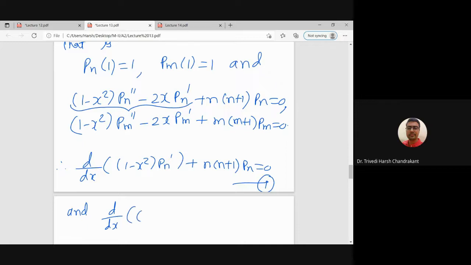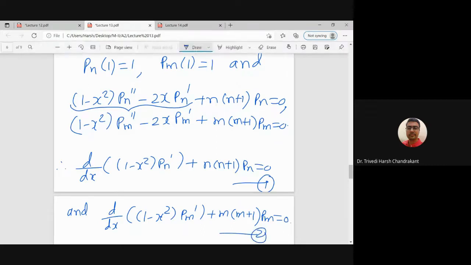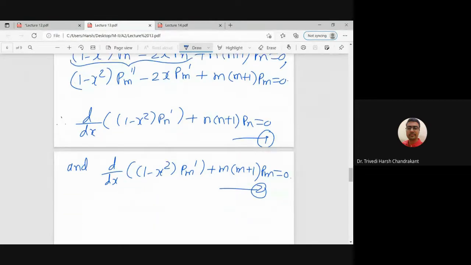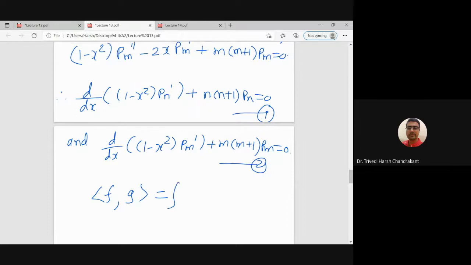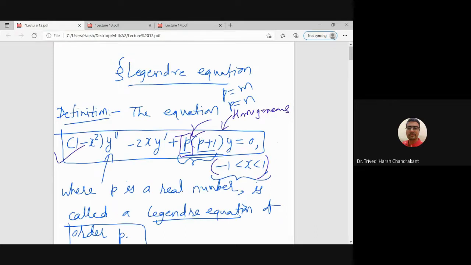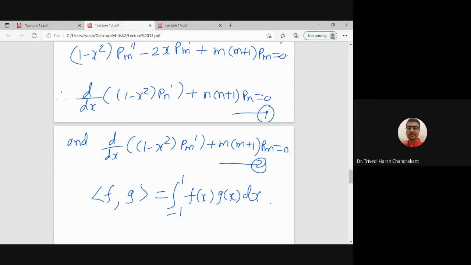The second differential equation, similarly, we can write in terms of Pm. What are Pm and Pn? They are polynomials, and polynomials are continuous functions. If we have two continuous functions, we can define the inner product from minus 1 to 1 of f(x) g(x) dx, because our solution is in this interval, x between minus 1 and 1. With respect to this inner product, we want to verify that Pn and Pm are orthogonal.